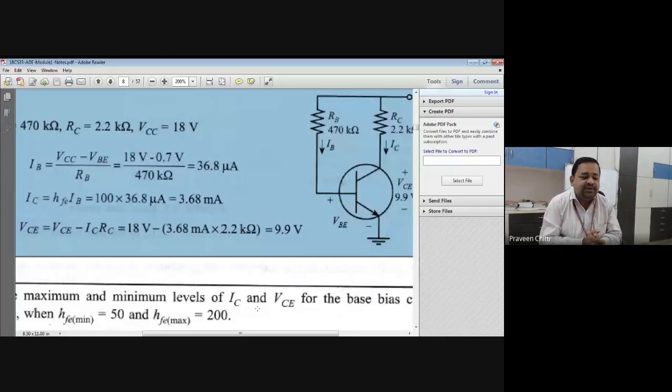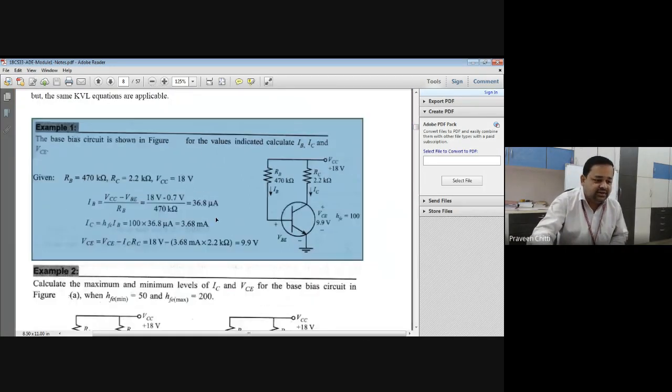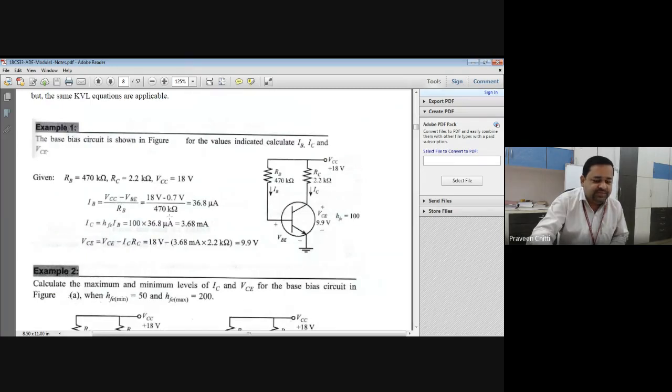So again, I am repeating, what you need to remember here is how to apply KVL to the input, how to apply KVL to the output, and then what is the relationship between input current and the output current. That is the current gain beta or the HFE. Once again I am repeating, HFE is nothing but beta. Is that clear?